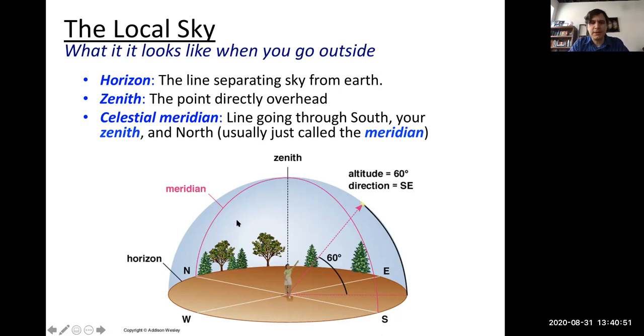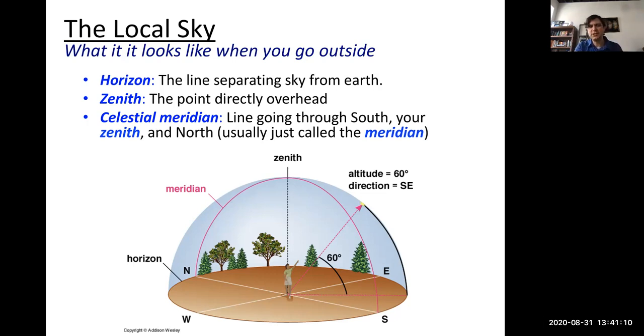That's represented here by this pink line. So it's going directly from north through the zenith down to south. And now we'd have the eastern part of the sky over here and the western part of the sky over there. All right, so far, not that bad. Just some terminology that will become a little bit easier to use.